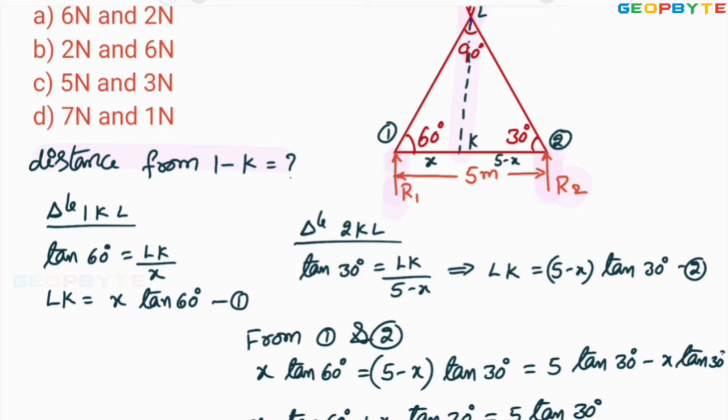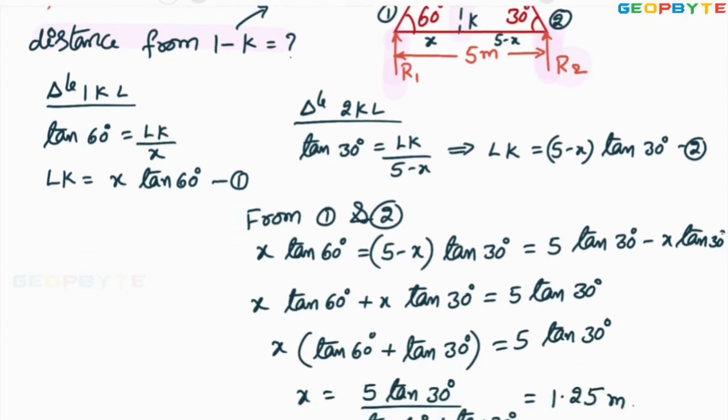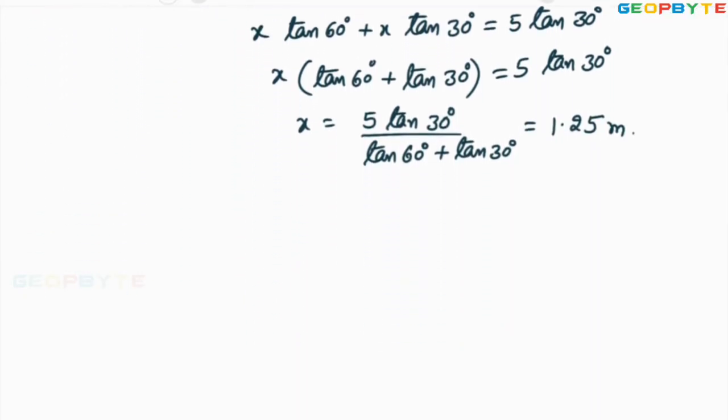The 1K distance is 1.25 meters. Then the 2K distance equal to 5 minus 1.25, 3.75 meters. Now let us reconstruct the beam like this.